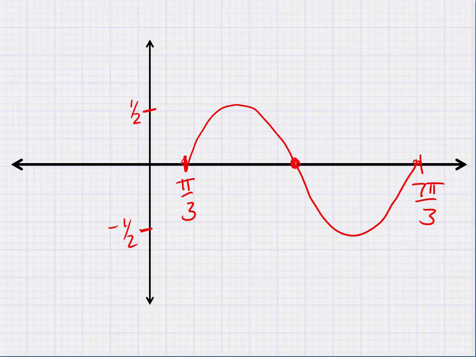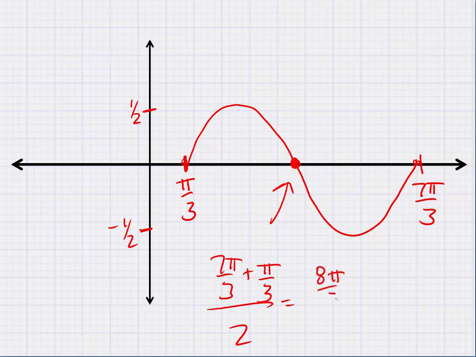Well, this point right here is another point on my x-axis. It should be directly between pi thirds and 7 pi thirds. How do we do that? We said already, if I want to find that point, I should do 7 pi thirds plus pi thirds, divided by 2. Add together, divide by 2. 8 pi thirds over 2 is 8 pi sixths, which is the same thing as 4 pi thirds. So this would be 4 pi thirds.